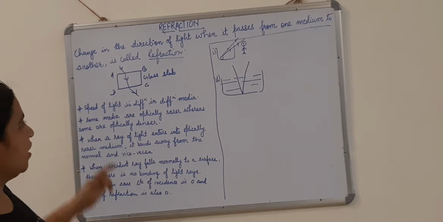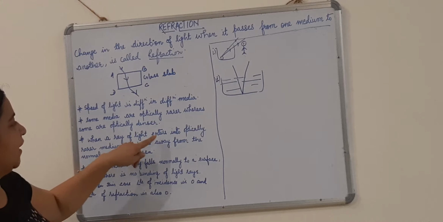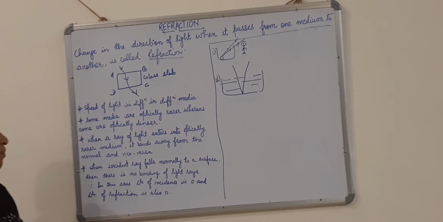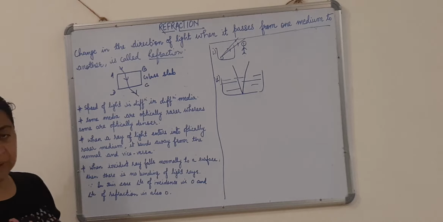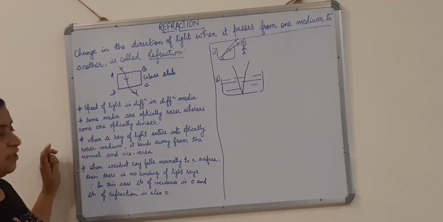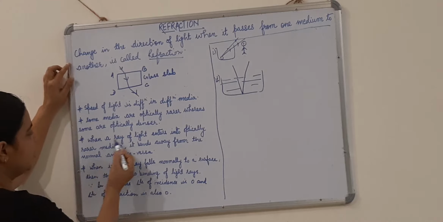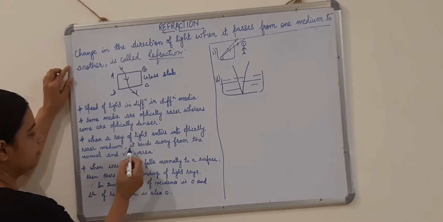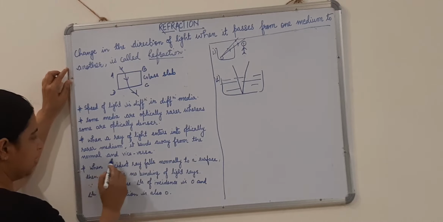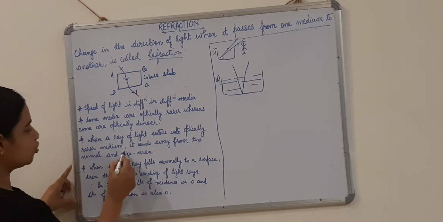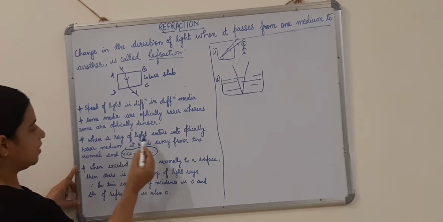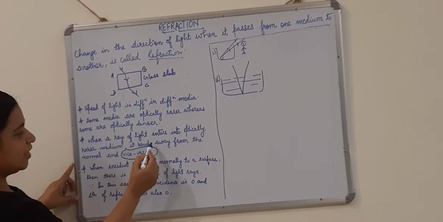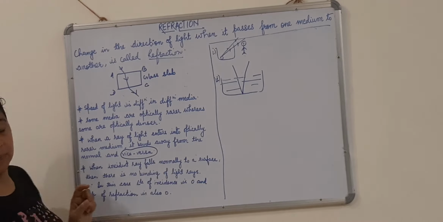Now you have to keep one more thing in mind. When a ray of light enters into an optically rarer medium, it bends away from the normal, and vice versa. What does this line mean? Children, pay attention to this line. When a ray of light enters into an optically denser medium, it bends towards the normal.